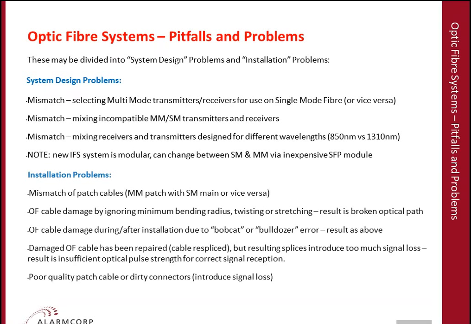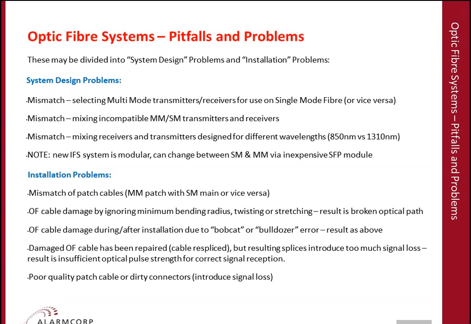Next, installation problems. Mismatch of patch cables. Let's say we have a patch cable that's multi-mode and the rest of the system is single-mode or vice versa. Physical optical fiber cable damaged by ignoring the minimum bending radius, by twisting or stretching the cable. The result is a broken optical path. Let's say the optical fiber has been installed successfully. However, after installation, we've had a bobcat or a bulldozer error, and the cable is cut. The net result is the same. We've got a broken optical path.